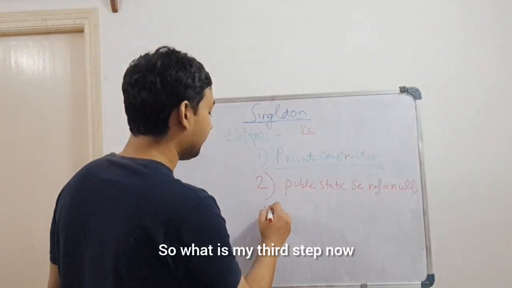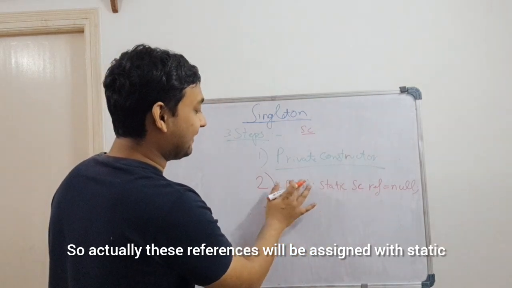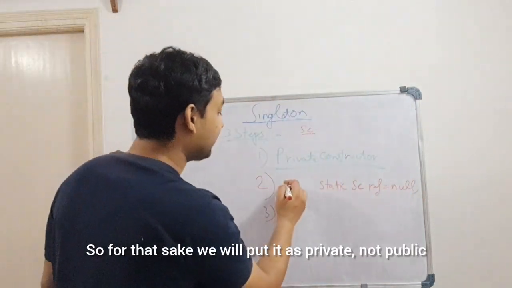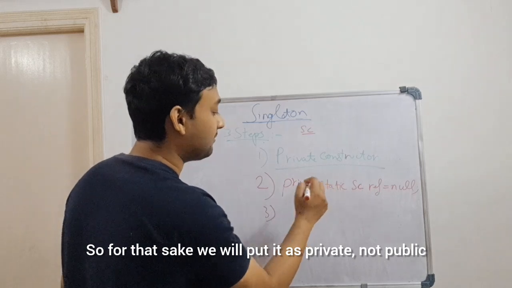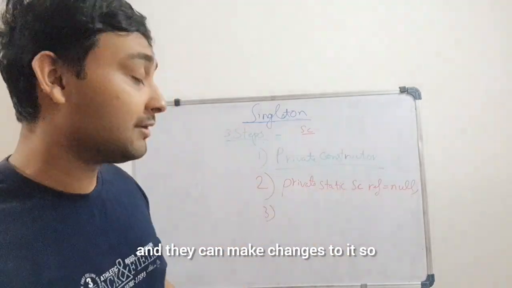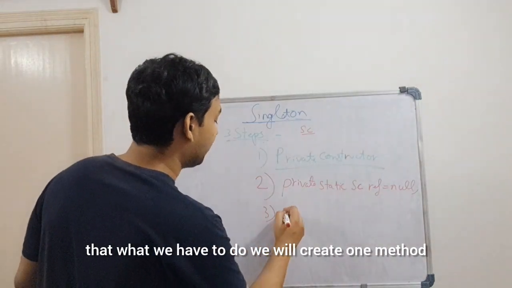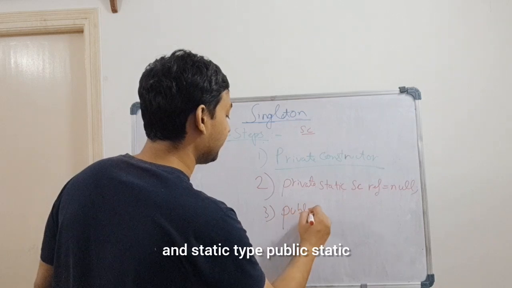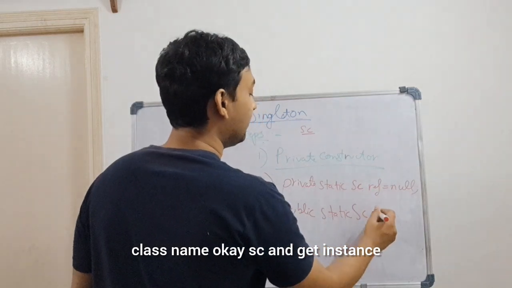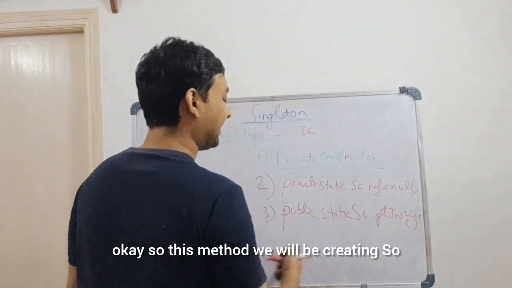So what is my third step now? This reference will be declared static, and I don't want any other class to change this reference. For that sake we will make it private, not public. If you make it public, then any other class can access this reference and make changes to it, and that I don't want. So I am making it private. After that, we will create one method which is public and static type: public static SC getInstance. This method we will be creating.